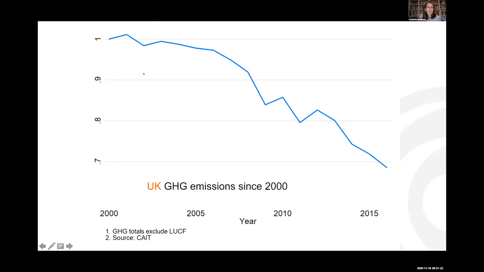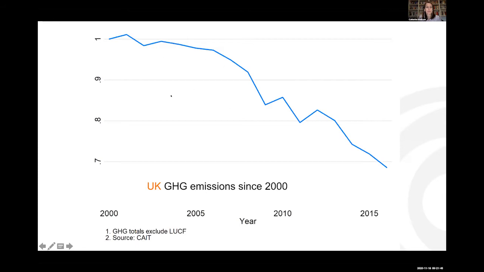Another example, in interest of Professor Merkel Grubb, the UK. So here you've seen even greater reductions in greenhouse gas emissions since 2000, over 30%. And I would say, if California was policy and the US was market forces, the UK has been some combination of market forces and policy.